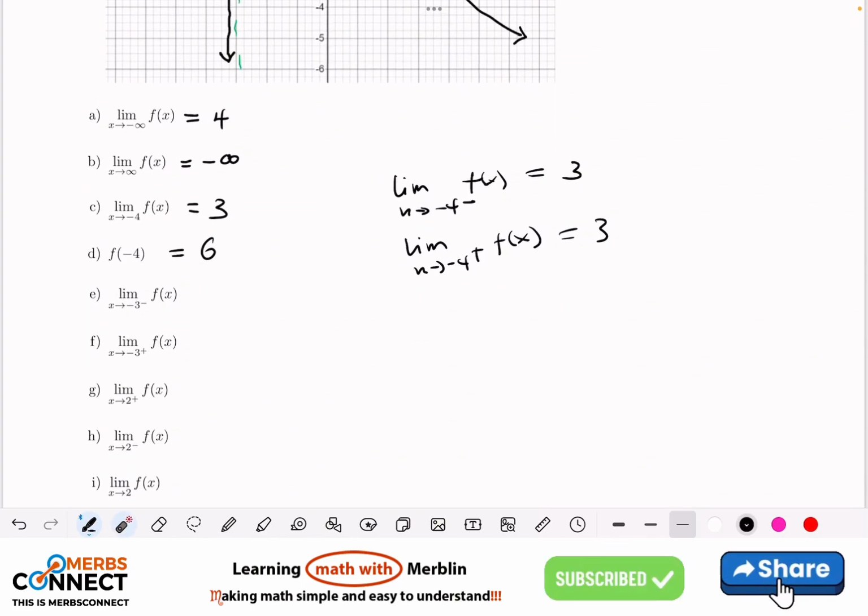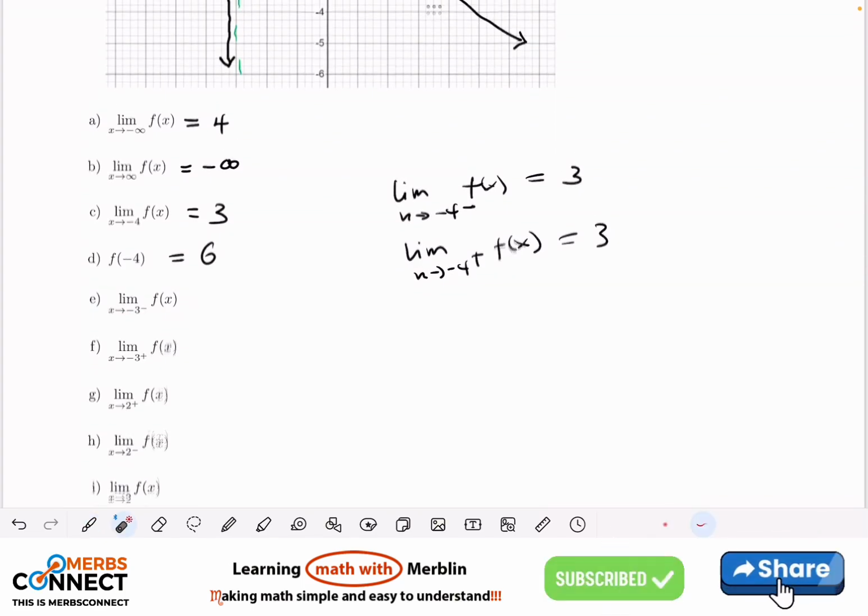Let's go through x is approaching negative 3 from the negative side.